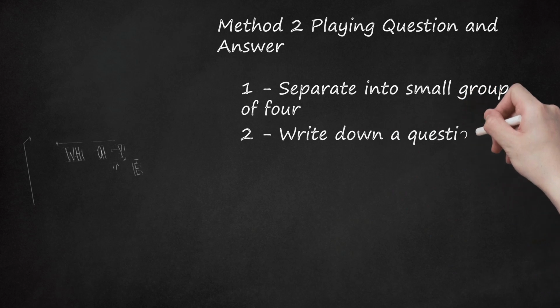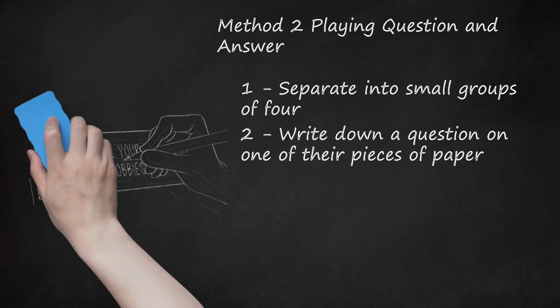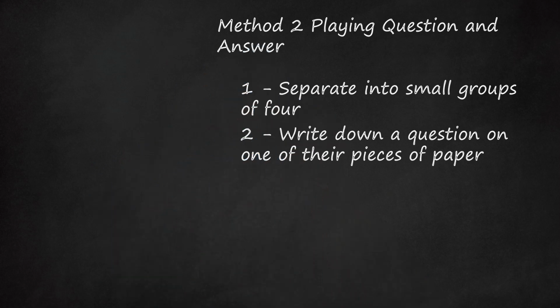2. Write down a question on one of the pieces of paper. Everyone in the group writing questions should avoid rhetorical, straight to the point yes or no questions. Instead, ask questions that will allow the group to get to know one another. These questions include, but are not limited to: Where are you from? What are your favorite hobbies? What's your favorite movie? What is your favorite food?